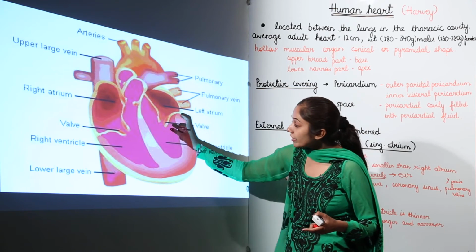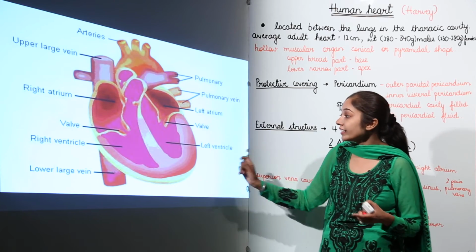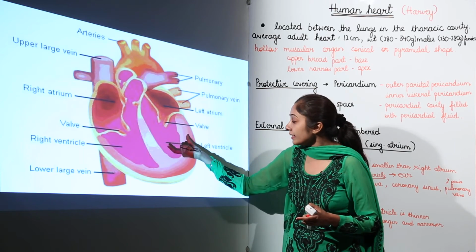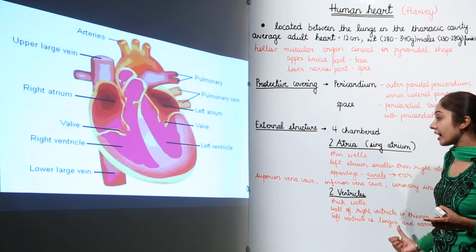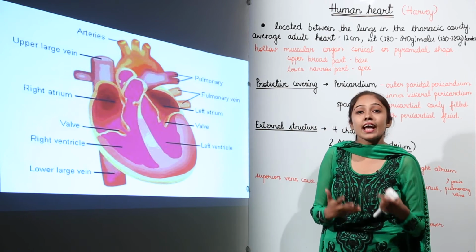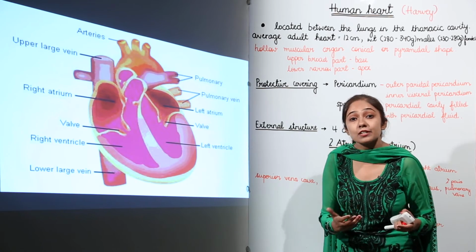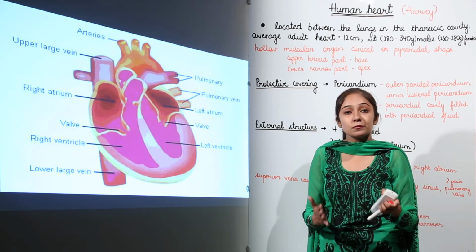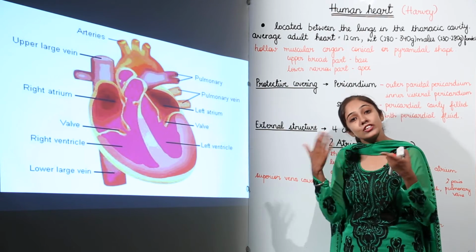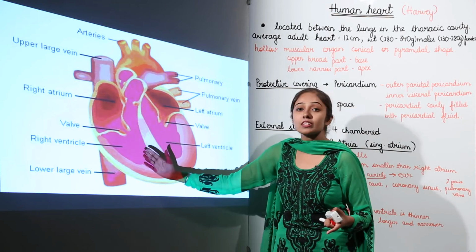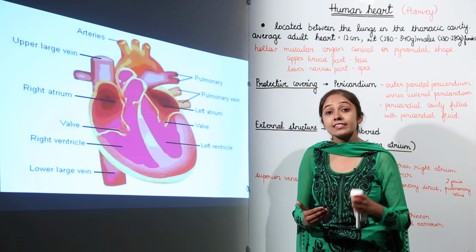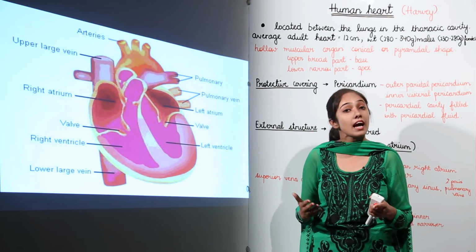So this left ventricle is longer and narrower. You can make out the difference also. Now the left side of the heart carries oxygenated blood, means the blood that is rich in oxygen. And the right part of the heart carries deoxygenated blood, means the blood that is deficient in oxygen, or you can say rich in carbon dioxide.